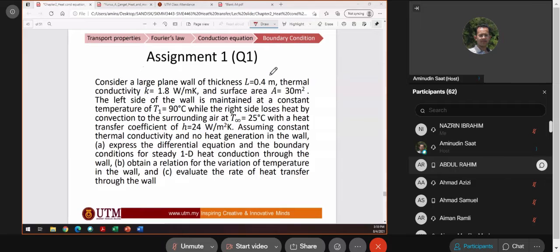So this is another exercise that you can obtain from the textbook. I will give you the exercise later in the e-learning. This is related to the example in page 258. In this example you need to solve this problem.